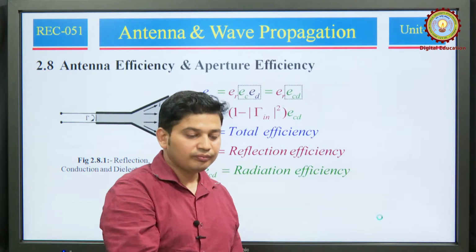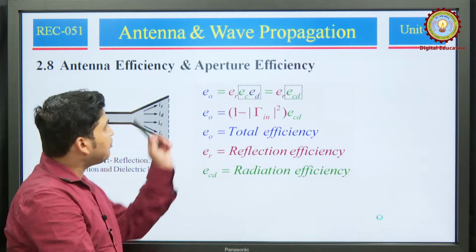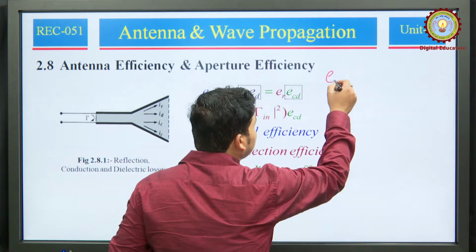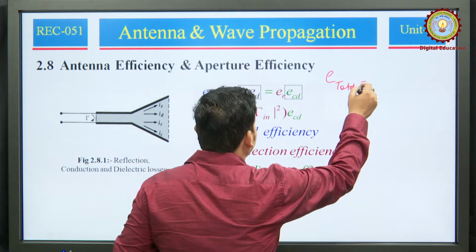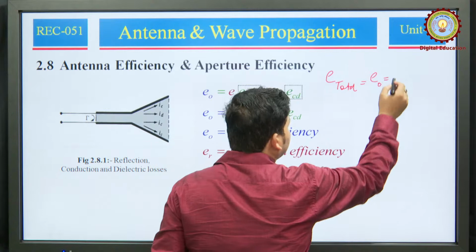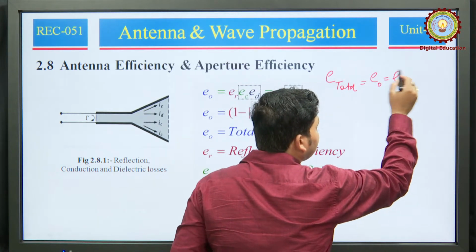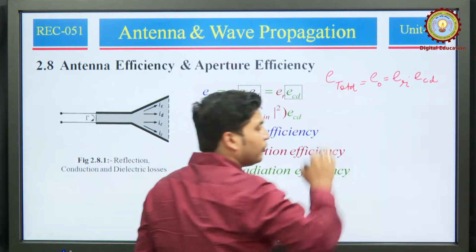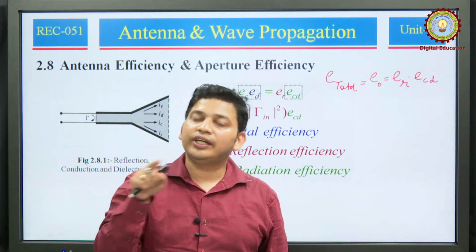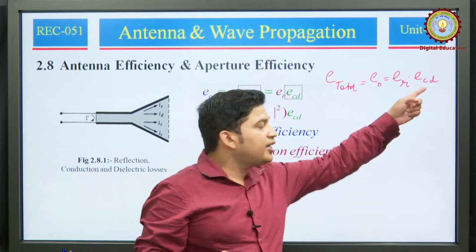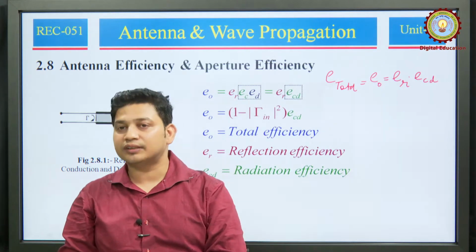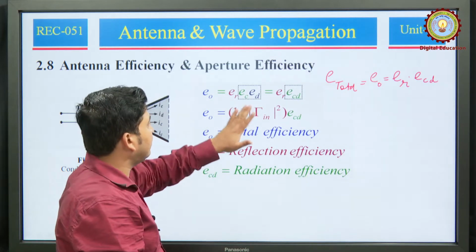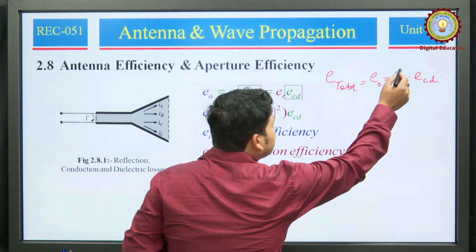Okay. Now, antenna efficiency and aperture efficiency. Remember, we earlier defined the radiation efficiency. E total, or e_0, is radiation efficiency, which is e_r into e_cd. What is e_cd? e_c into e_d. e_c stands for conduction, e_d stands for dielectric losses or dielectric efficiency. So, total it is e_r into e_cd. This is the total efficiency available to the antenna. So, this is e_r.